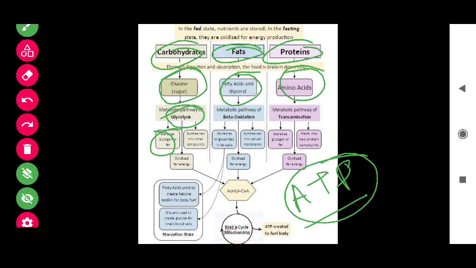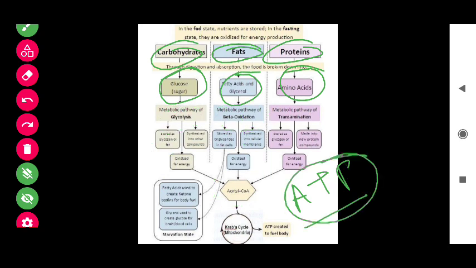From fats, the metabolic pathway involved here is beta oxidation of the fatty acids. The fatty acids are stored in the form of triglycerides in fat cells. It oxidizes and converts into acetyl-CoA. Finally, from glucose to acetyl-CoA, fats to fatty acids, then beta oxidation of fatty acids, and it is converted into acetyl-CoA.